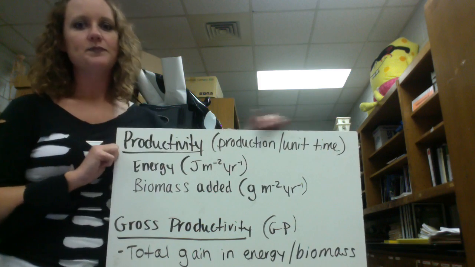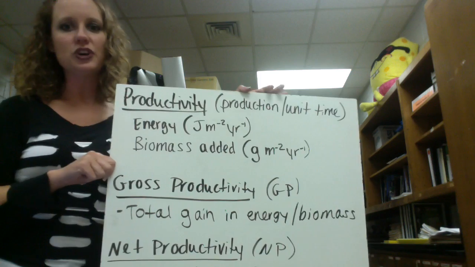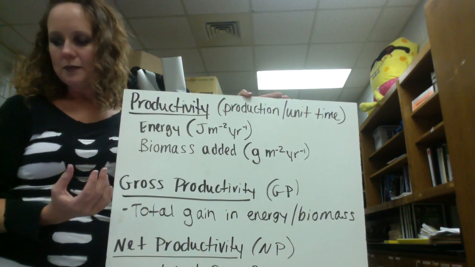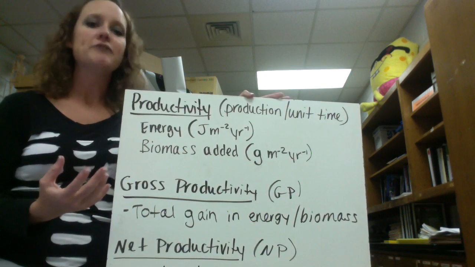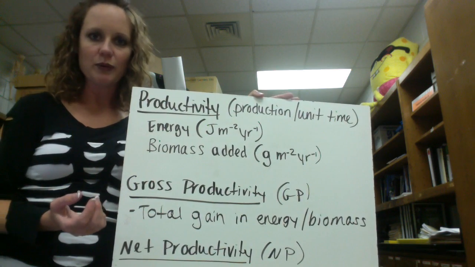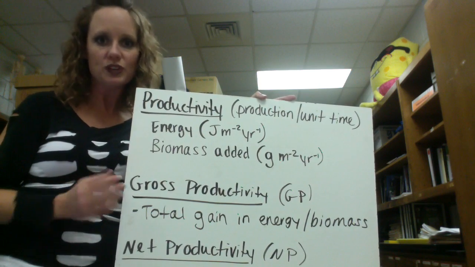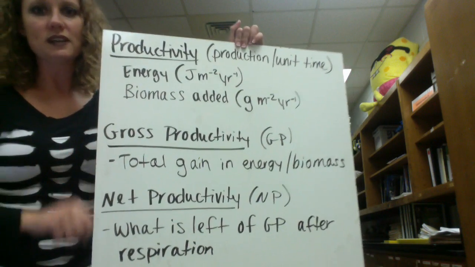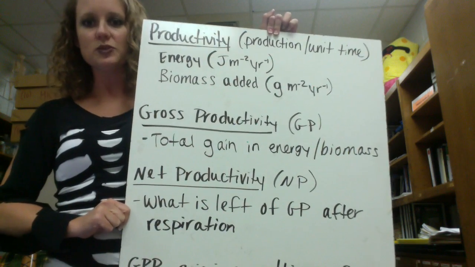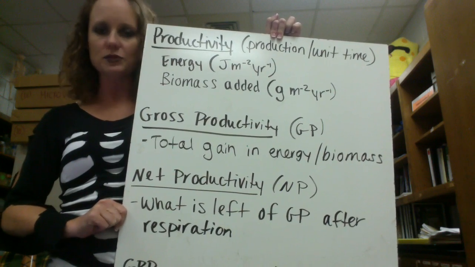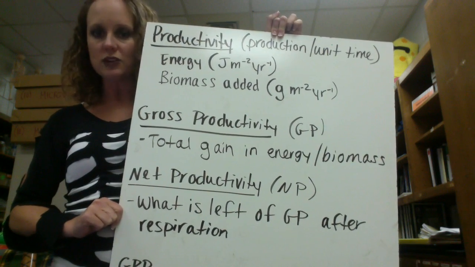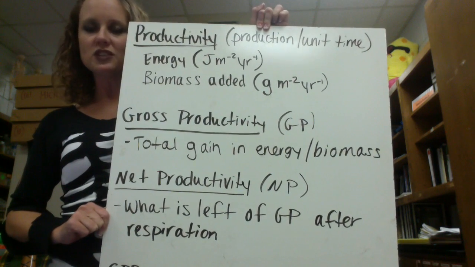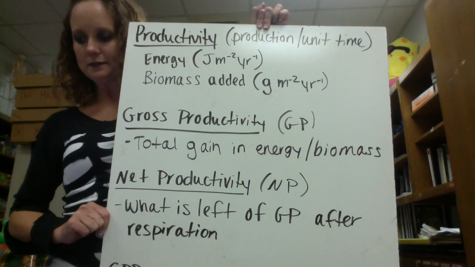Gross productivity is going to be the total gain in energy or biomass. So the energy that is produced by photosynthesis if we're looking at our primary producers, or the amount that's consumed if we're looking at our consumers. Net productivity is what is going to be left once we take respiration into account, because plants go through respiration, animals go through respiration, so they're going to use some of the energy themselves before it's passed on to the next trophic level, which is why only a small percentage of the energy that's input is passed along.